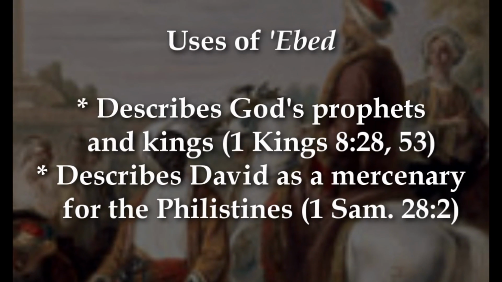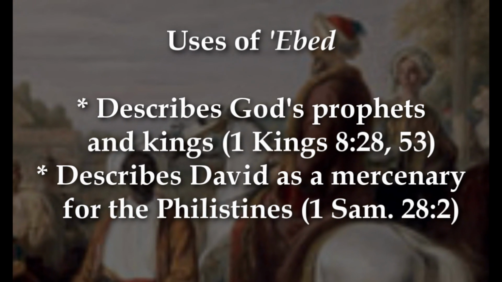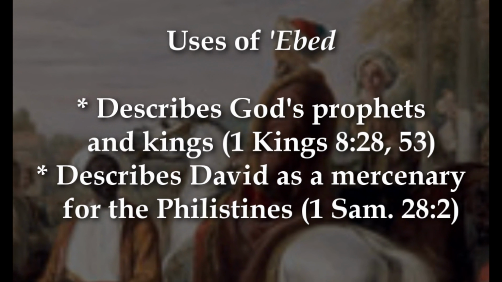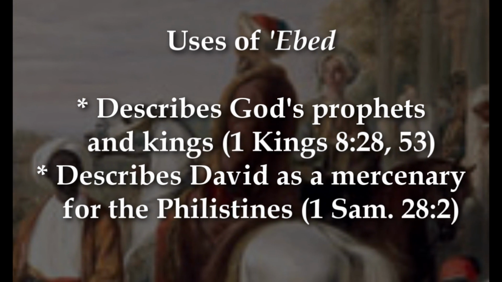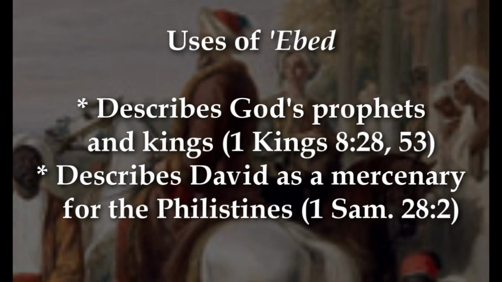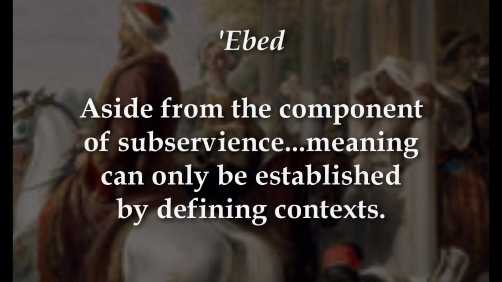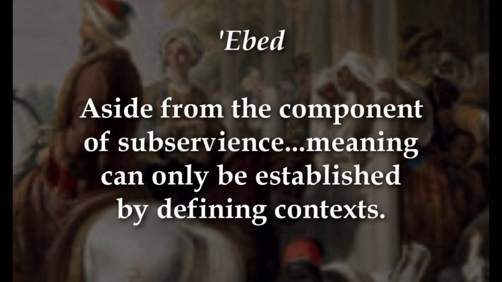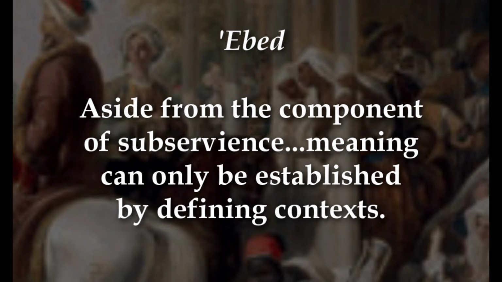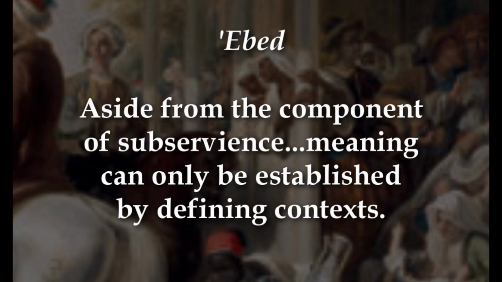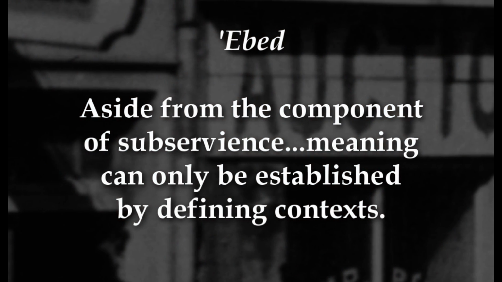The word is used of kings like David to describe their relationship to Yahweh, and of prophets like Moses. It's also used of David as a vassal and mercenary of the Philistines. The Hebrew word clearly indicates some sort of subservient relationship, but the exact nature of that relationship must be established by context. And unfortunately for critics, the vast majority of uses of this word are devoid of any defining context.